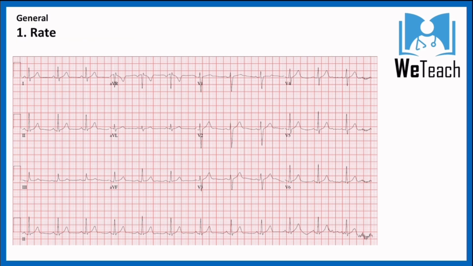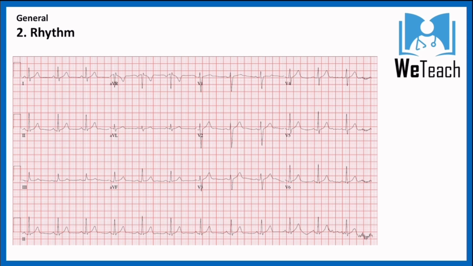Then identify the rate. So count the number of QRS complexes in lead 2 here. This is 10 seconds, and if you multiply the number of QRS complexes by 6, you will get the beats per minute. So here you can see that it's 12 multiplied by 6, and you will get 72 beats per minute.